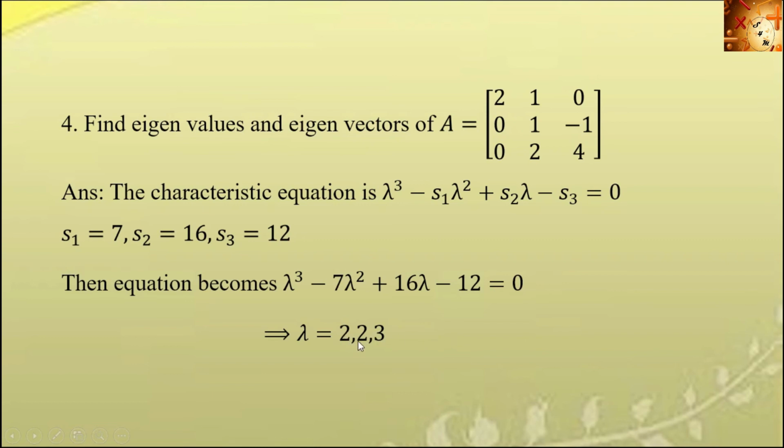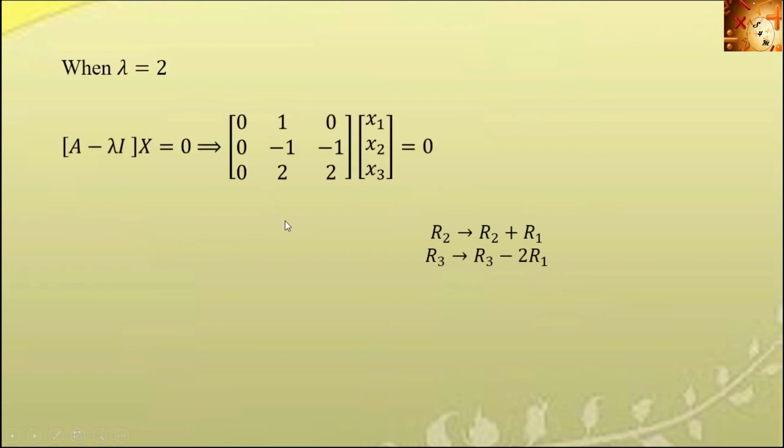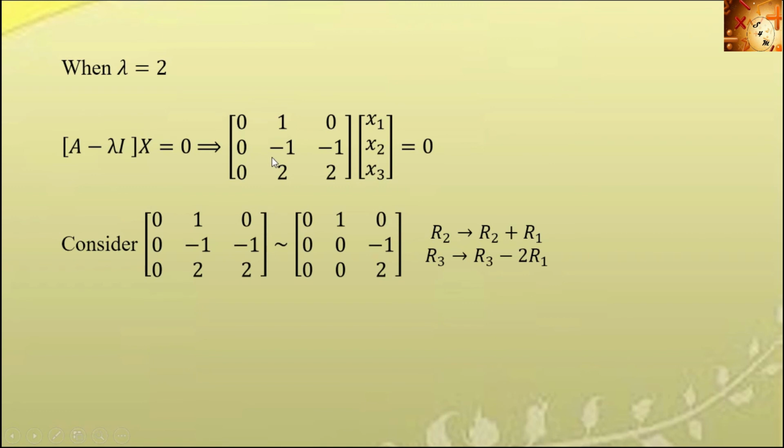So corresponding to the eigenvalue 2, we want to find one eigenvector. Let's see. For lambda equal to 2, the matrix is like this. Here our previous method does not work, so we are solving this using rank. First of all, the first non-zero element is 1. So we want to make this minus 1 and 2 as 0. That is R2 changes to R2 plus R1 and R3 changes to R3 minus 2R1. So this will be the matrix.